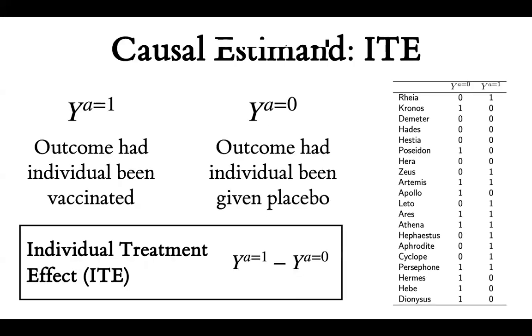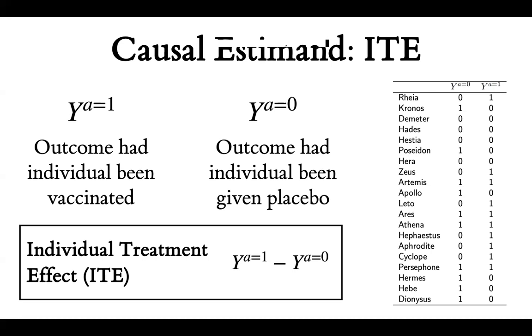These Y's over here, the Y with the superscript, are called counterfactuals. So Y superscript A equals 1 is what would the outcome have been had the individual been vaccinated? So when treatment status is 1, when treatment status is vaccinated, what would the outcome have been? And Y superscript A equals 0 is what would the outcome have been if the individual had been given the placebo? And when I say these are counterfactuals, I'm distinguishing them from what I actually observe.